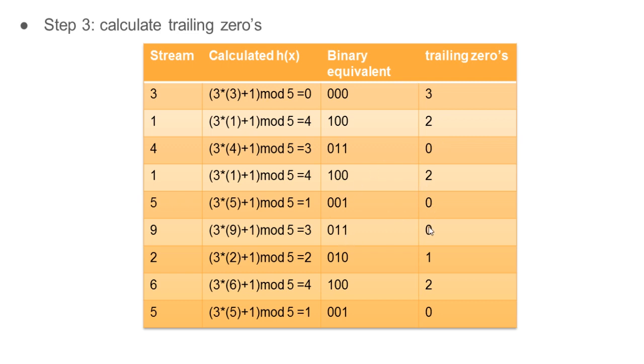Here I don't have any. Here I have 1. Here I have 2. And here I have 0. Right? So like that I have found out the trailing zeros. So this is your step 3, where we calculate the trailing zeros.